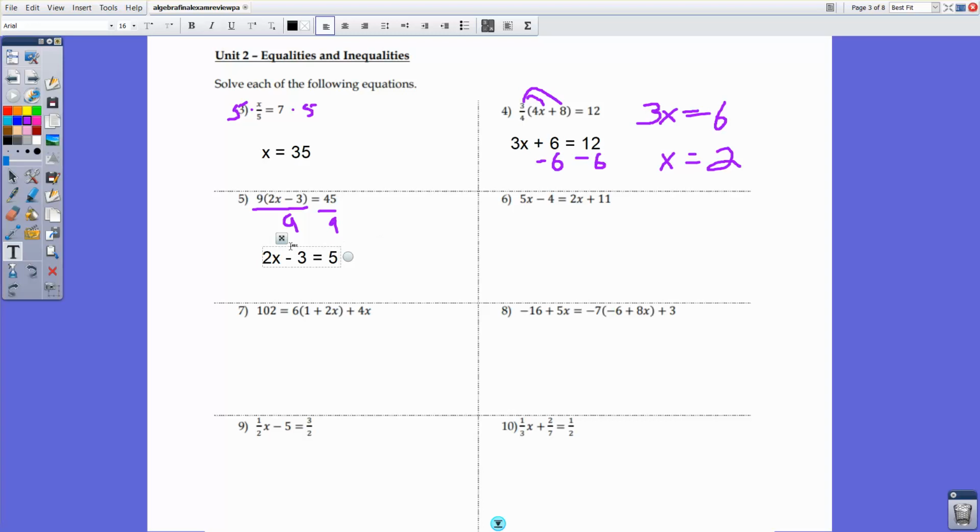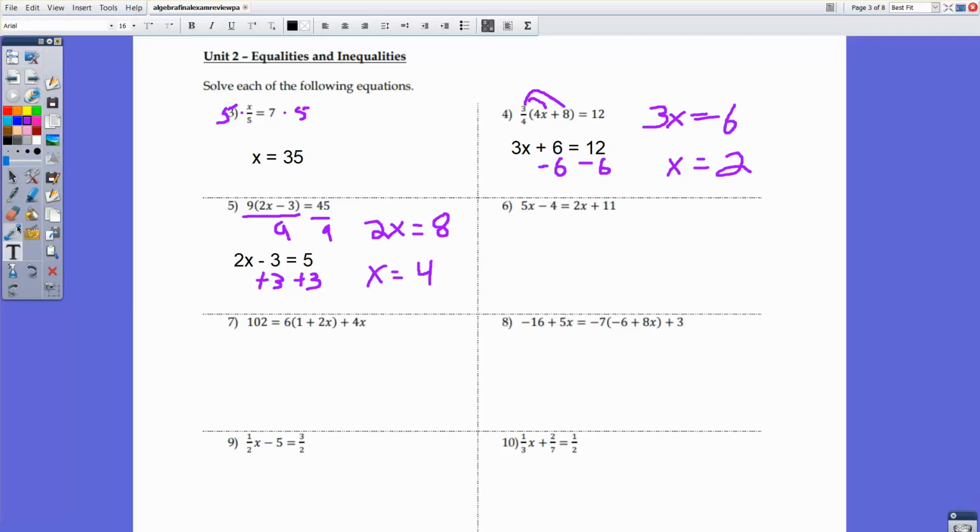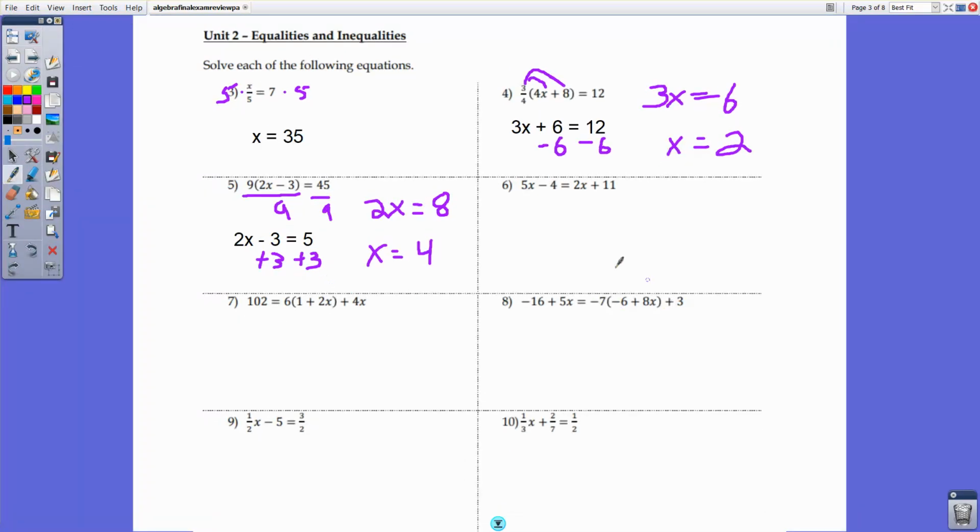Then to solve this equation, I would just add 3 and then divide by 2. So if I add 3 here, that's going to give me 2x equals 8, which means x is going to equal 4. Okay. All right, and then again, just as the same as before, I want to plug that in and make sure it works. So if I did 2 times 4, that's 8 minus 3 is 5, and if I did 9 times 5, that equals 45.